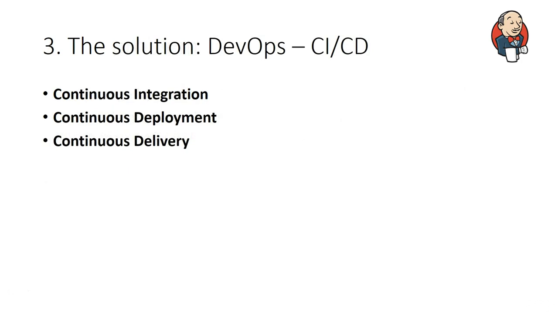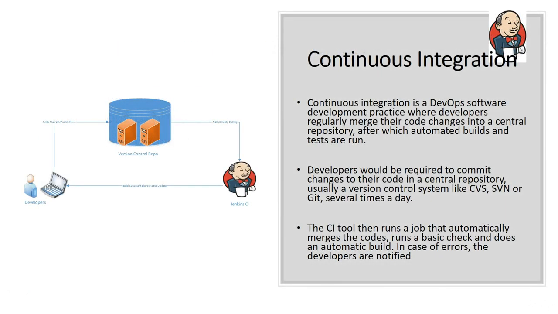Some of the most frequently used terms of DevOps are continuous integration, continuous deployment, and continuous delivery. Let's look at these one by one. First, continuous integration. Continuous integration is a DevOps software development practice where developers regularly merge their code changes into a central repository, after which automated builds and tests are run.